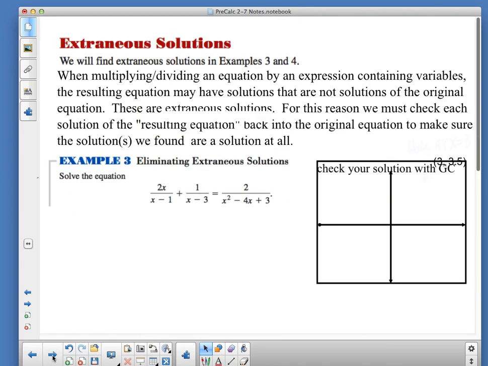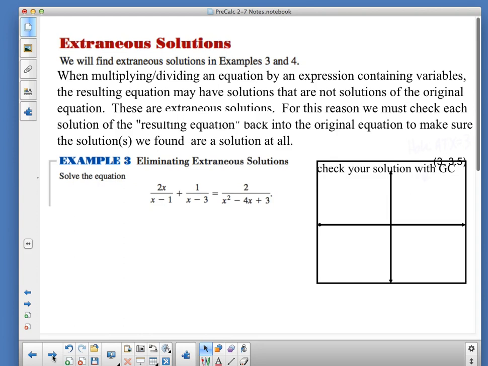Now, as we move on, I talked about extraneous solutions being introduced when I multiply things across, and we will find extraneous solutions in examples 3 and 4. When multiplying or dividing an equation by an expression containing variables, the resulting equation may have solutions that are not solutions of the original equation. These are extraneous solutions. For this reason, we must check each solution of the resulting equation, back in the original equation, to make sure the solutions we find are solutions at all.